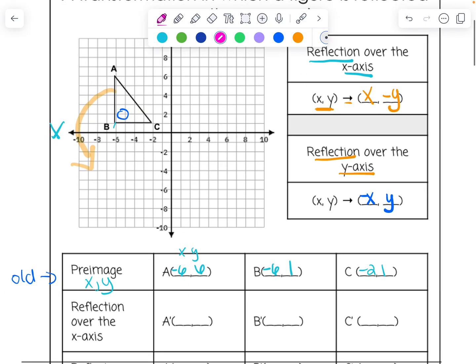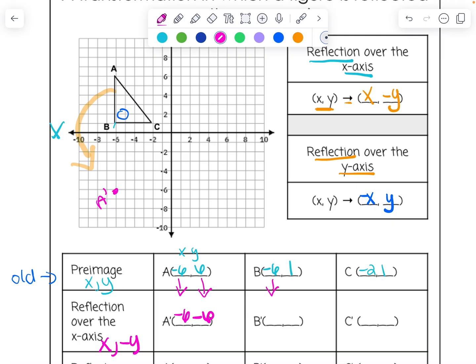So again, my x value will stay the same. So for this one, I'm just going to write -6, but the y is going to be the opposite, which is where we get our rule. So the x value stays the same and the y is the opposite. So what's the opposite of a +6? It's a -6. Okay, so I'm going to go ahead and draw that ordered pair. So I have -6, -6, and that is going to be my A prime.